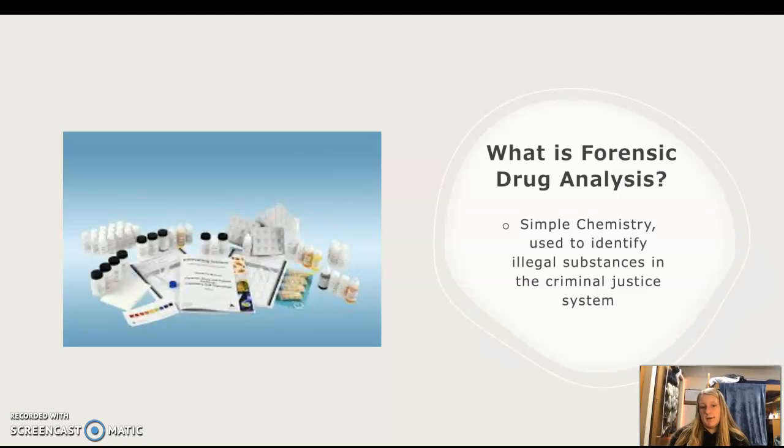What is forensic drug analysis? It's simple chemistry used to identify illegal substances within the criminal justice system. It also examines the way atoms and molecules interact with each other. It can cover anywhere from illegal drugs to poisons and explosives.